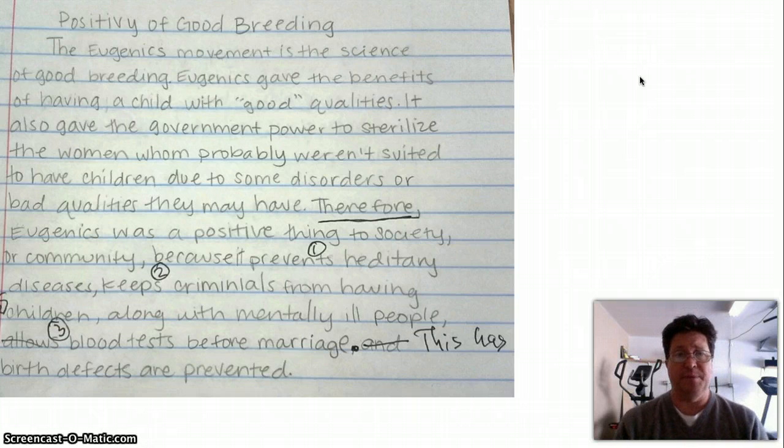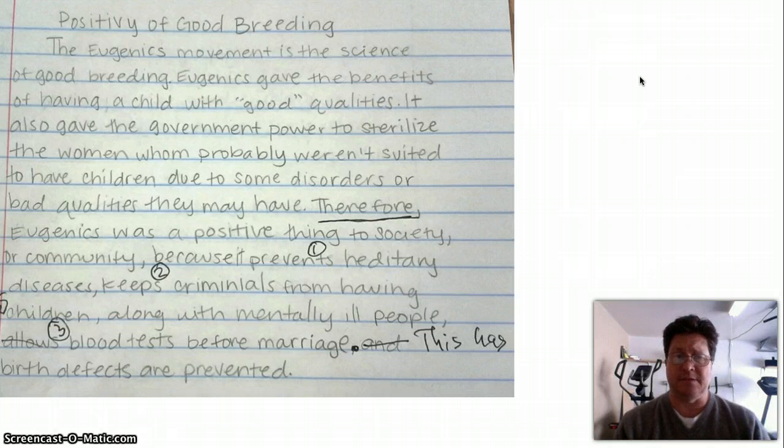It also gave the government power to sterilize the women who probably weren't suited to have children due to some disorders or bad qualities they may have. Also true. Good background on eugenics. Therefore, ding, ding, ding, ding, ding, a transition phrase. This is telling me to pay attention. Therefore, eugenics was a positive thing to society or community because it prevents hereditary diseases, keeps criminals from having children along with mentally ill people, allows blood tests before marriage, and birth defects are prevented.